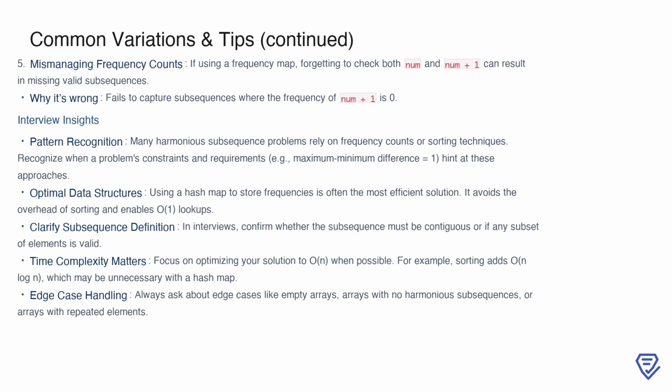Now, from an interview perspective, there are a few key insights to keep in mind. First, being able to recognize patterns is crucial. Many problems related to harmonious subsequences leverage frequency maps or sorting techniques, so pay close attention to constraints like the difference between maximum and minimum values. Using optimal data structures, such as hash maps, can also significantly improve efficiency by avoiding the overhead of sorting and enabling O(1) lookups.